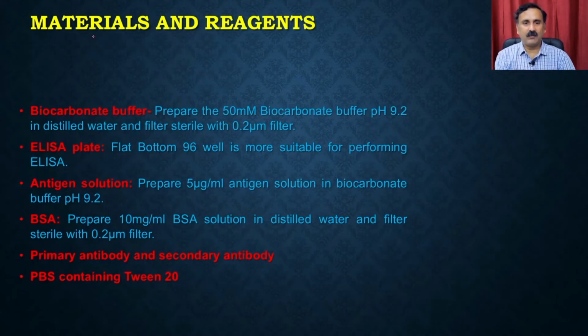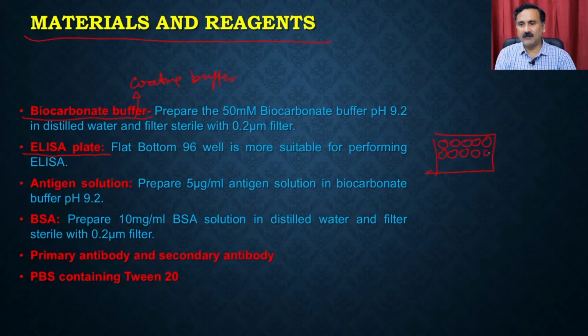What are the things you require if you want to perform this indirect ELISA? You require a bicarbonate buffer, which is also called a coating buffer. Then you require the ELISA plate, a 96 well ELISA plate. In the 96 well ELISA plate, you have 96 vessels, or wells, so that you can use them for different types of reactions.